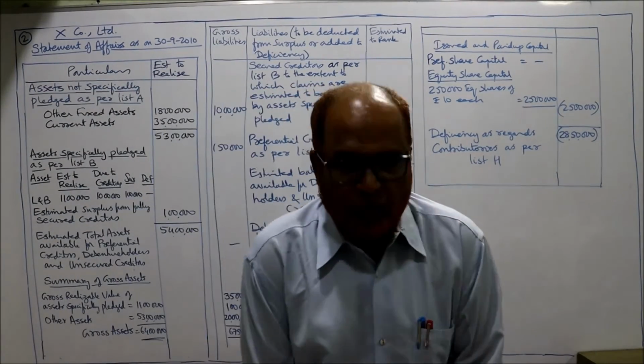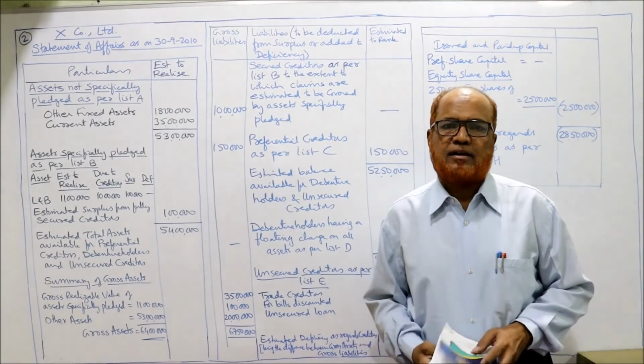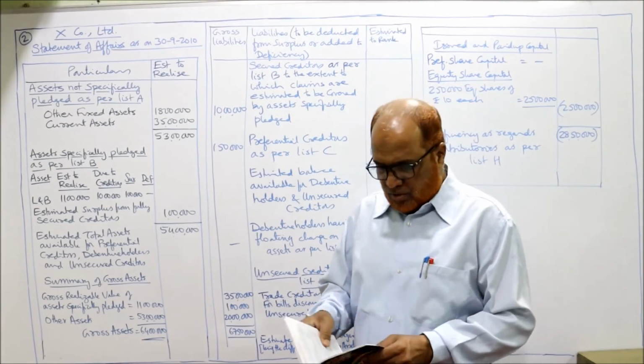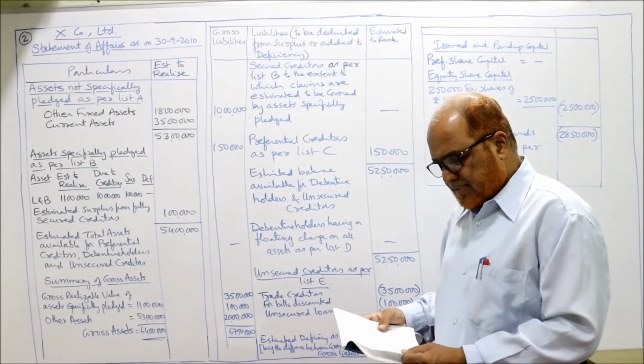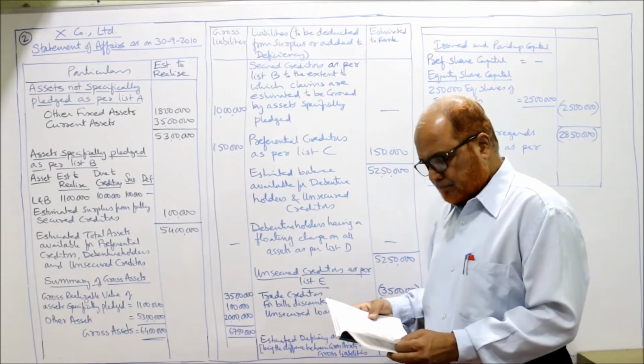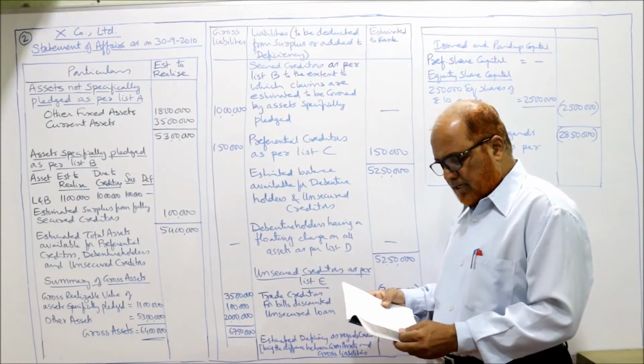Come on, now we'll start problem number 2. Already in the first problem we have seen how to make the statement of affairs. Now second problem, see carefully. X company limited is to be liquidated. The summarized balance sheet as of 30th September 2010 appears as under.